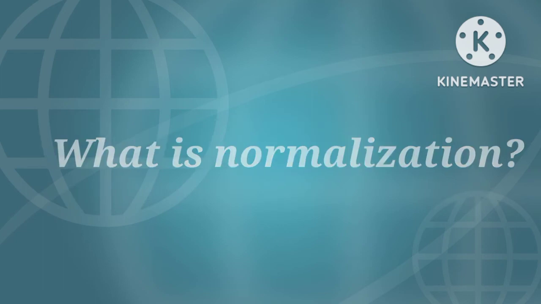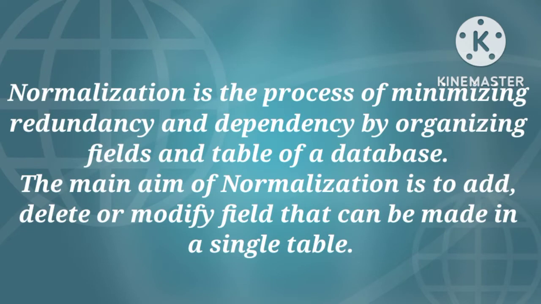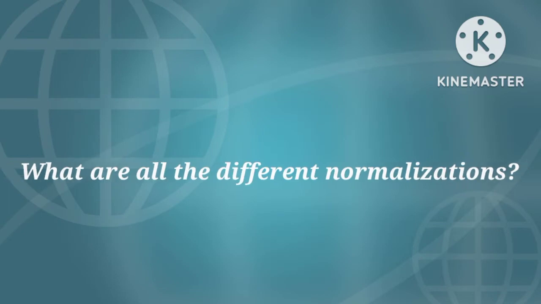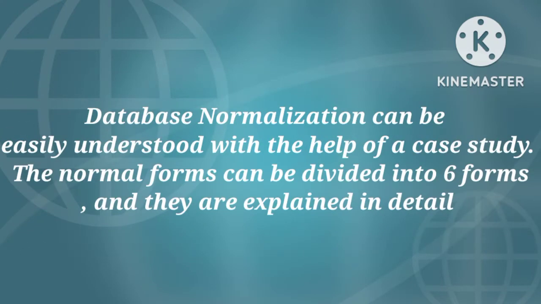What is normalization? Normalization is the process of minimizing redundancy and dependency by organizing fields and tables of a database. The main aim of normalization is to add, delete or modify fields that can be made in a single table. What are all the different normalizations? Database normalization can be easily understood with the help of a case study. The normal forms can be divided into 6 forms, and they are explained below.